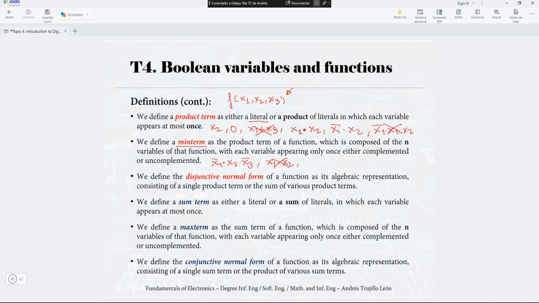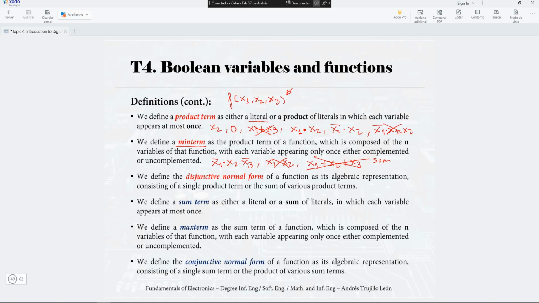And this. Is that a min term? No. Why? Because we have all the variables of the function, but this is a sum, not a product. And a min term is a product term in which all the variables appear. So it's not a min term because even if we have all the variables, we have a sum there, not a product.